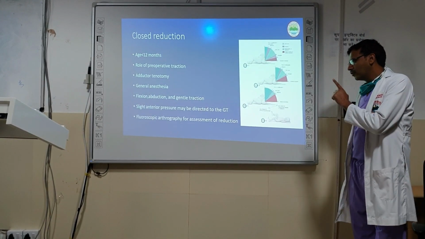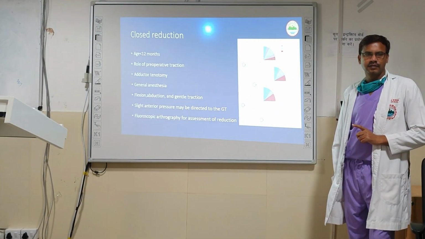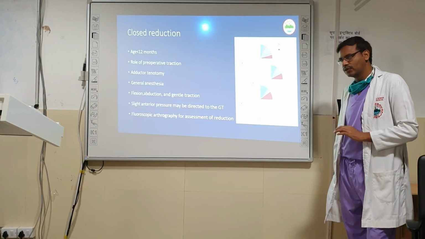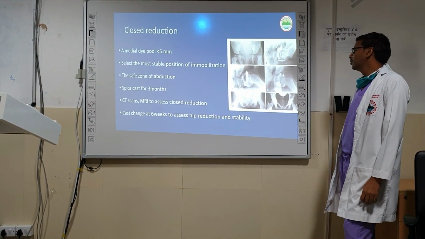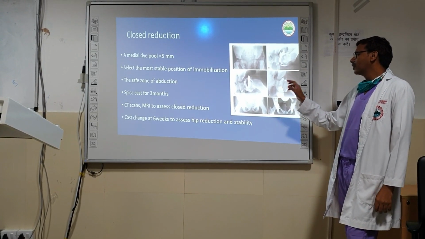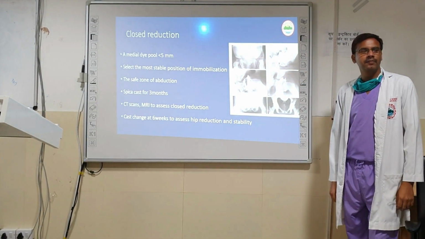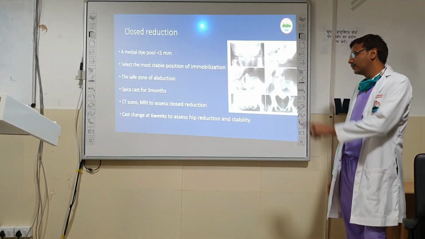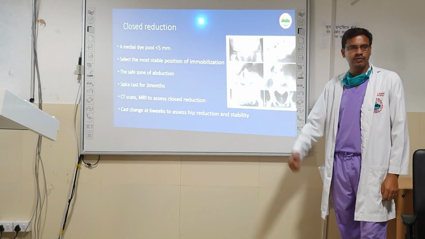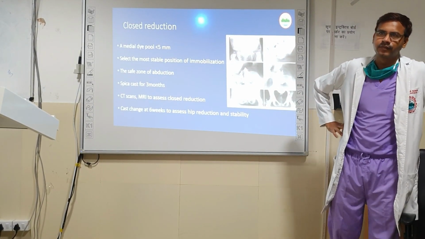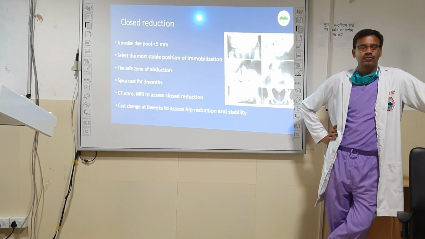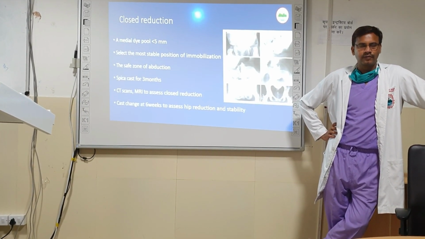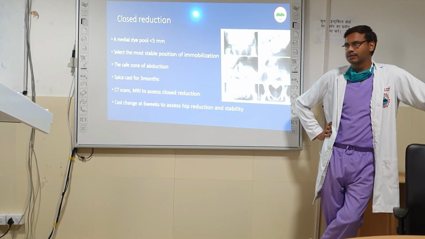Now there is a definite role of fluoroscopic assessment. So you put a dye inside the joint, and you should always assess the amount of dye pooling on the medial side of the hip joint, and it should always be less than 5 millimeter. This is another MCQ question in your final exam. What should be the dye pool when you do arthrography of the hip after closed reduction? It should be less than 5 millimeter.